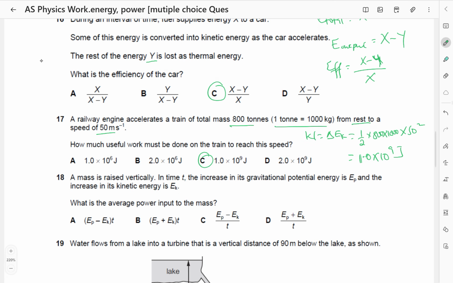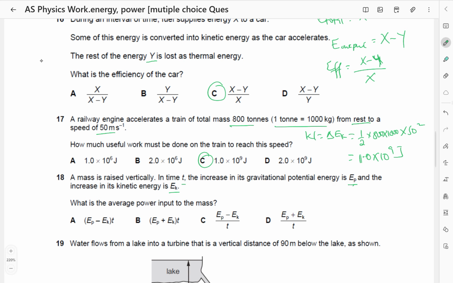The mass is raised vertically in time t. The increase in its gravitational potential energy is EP, and the increase in its kinetic energy is EK. What is the average power input to the mass? So the mass is raised vertically in time t, the increase in its gravitational potential energy is EP, and the increase in its kinetic energy is EK. So we want the average power.